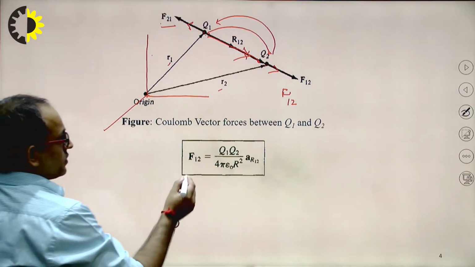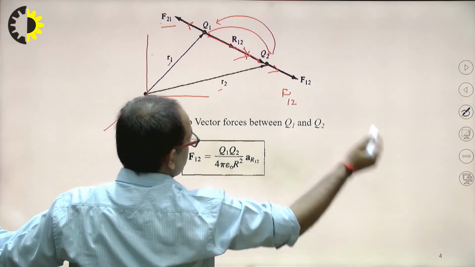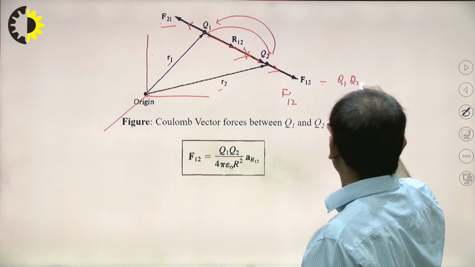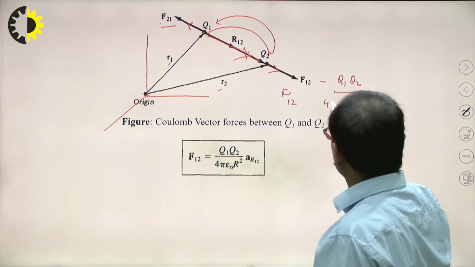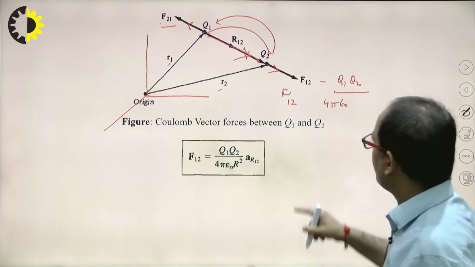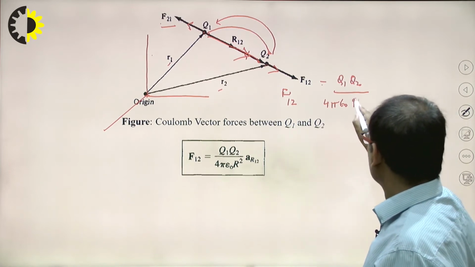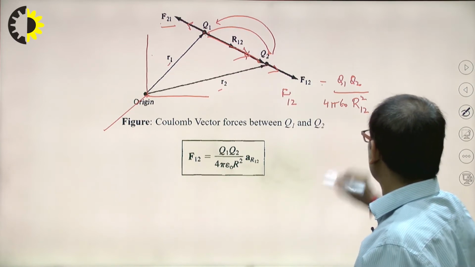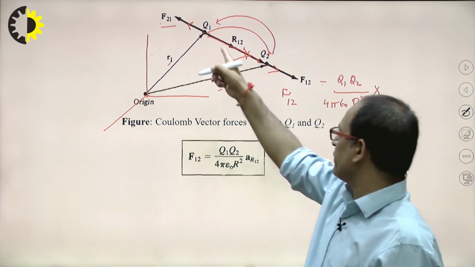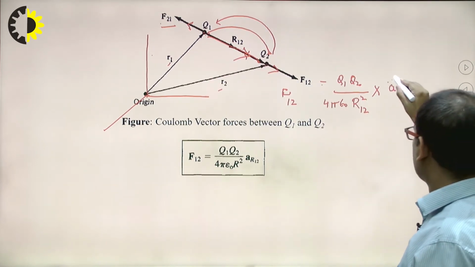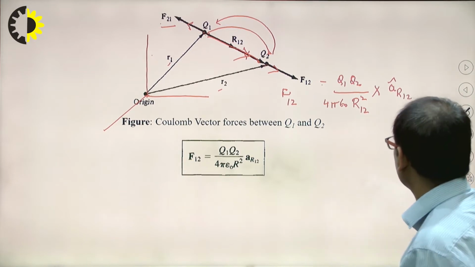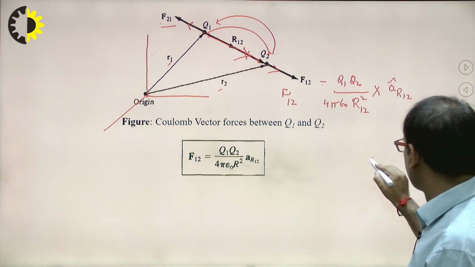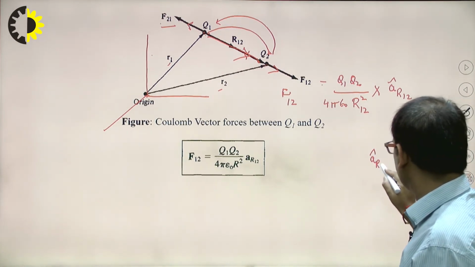Now if I want to calculate F12, then F12 will be equal to q1 multiplied by q2 divided by 4 pi epsilon naught multiplied by r square, that is r12 square, multiplied by the unit vector in this direction, that is a cap r12. Clear? Now what is the unit vector? We have already studied that a cap unit vector is equal to what?